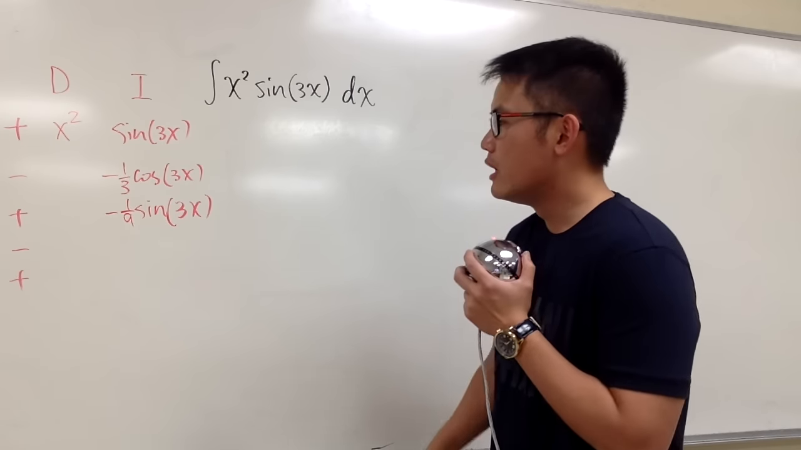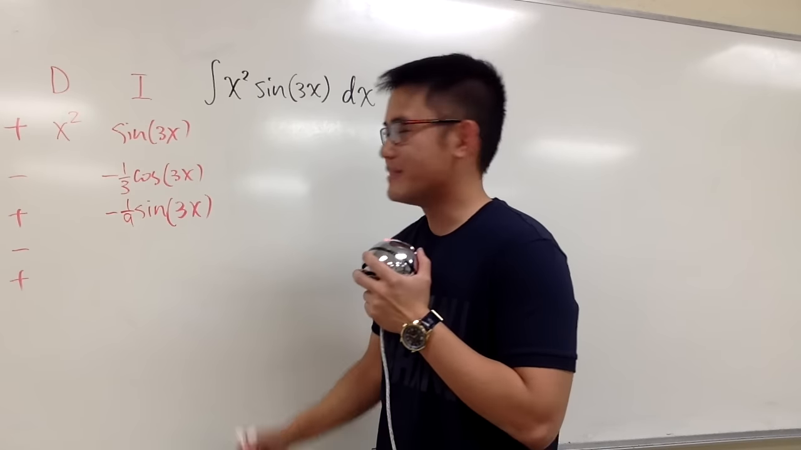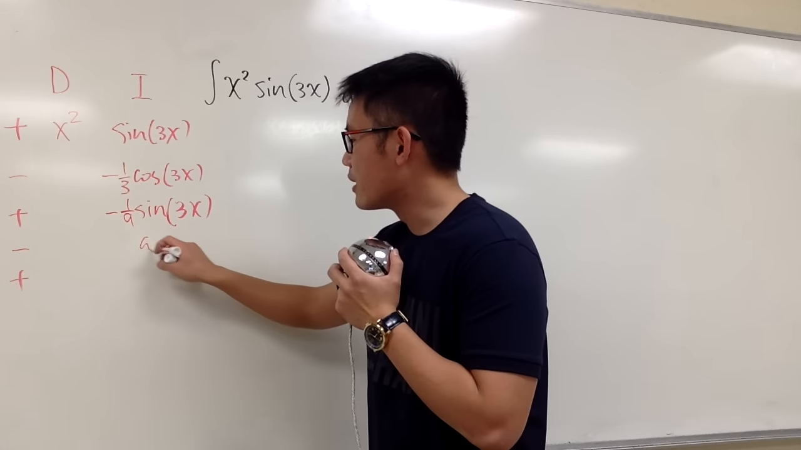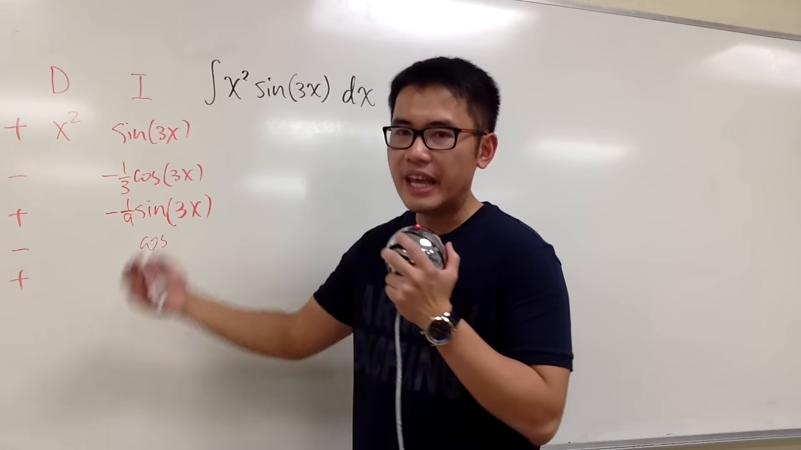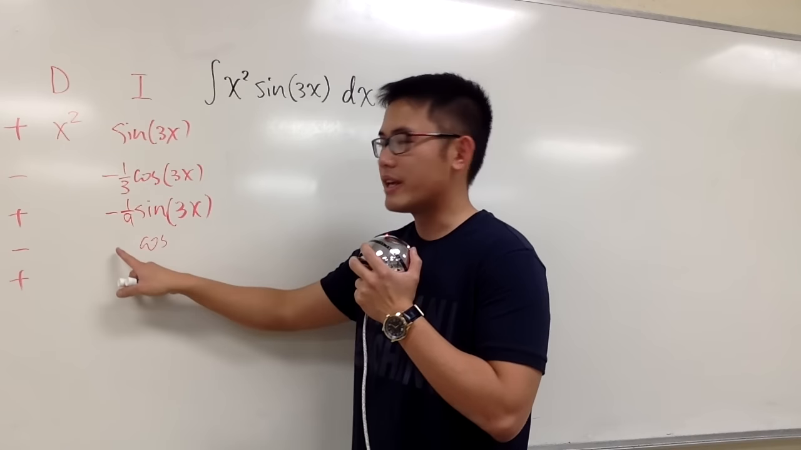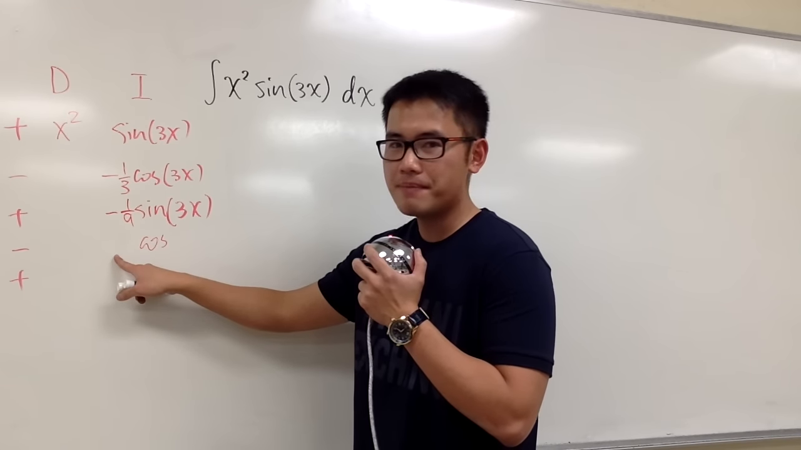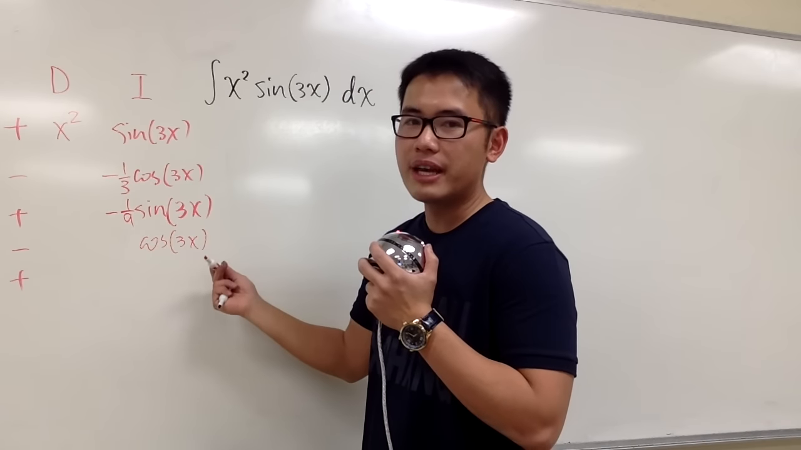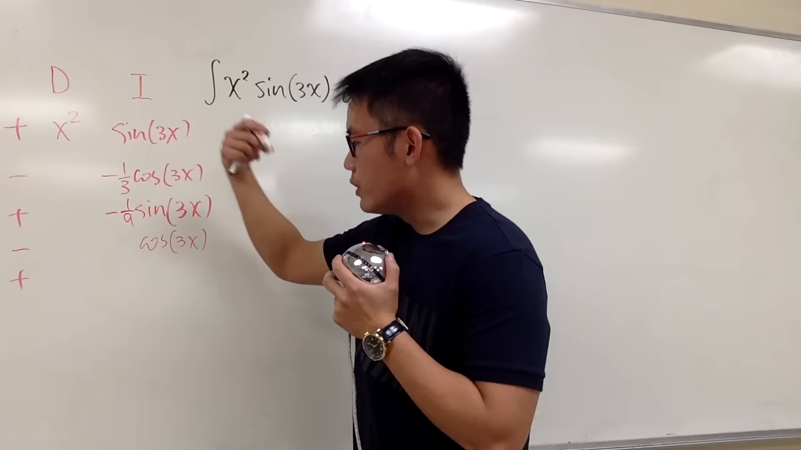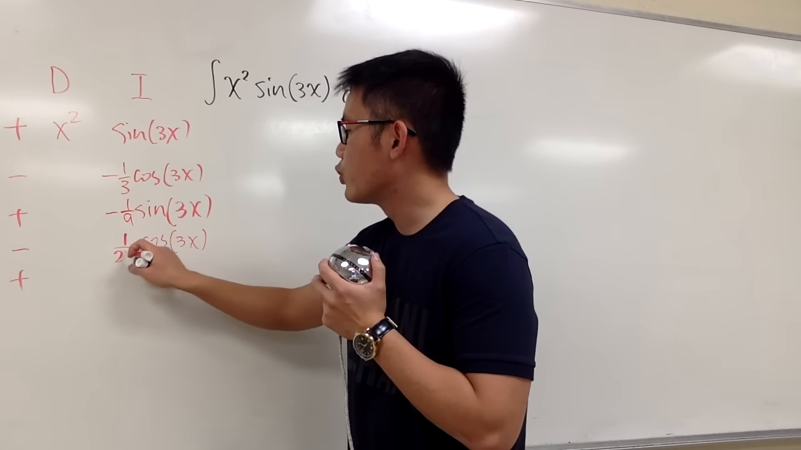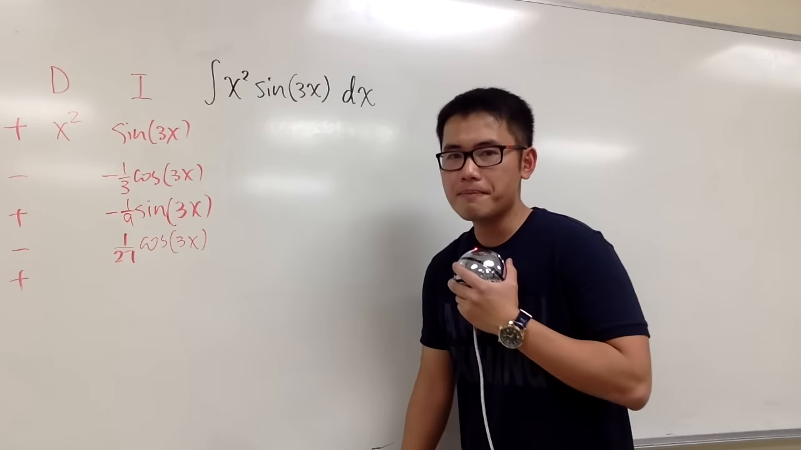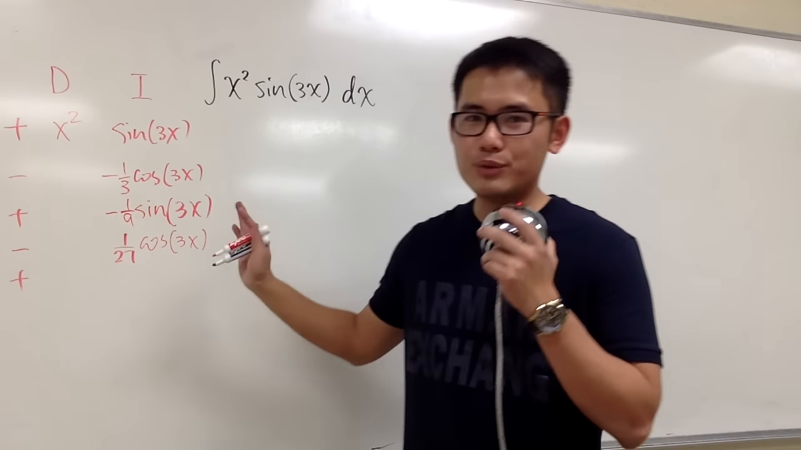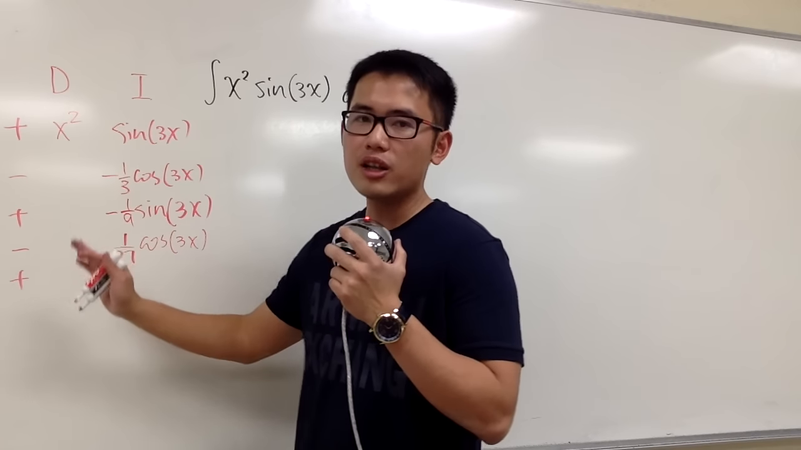Okay? So let's do this again just for practice. The antiderivative of sine is negative cosine. So let me put down cosine first. But then negative times this negative will get positive, okay? And the input once again stays the same, but then we have to divide by the 3 again. 1 over 9, and then divided by 3, we get 1 over 27, okay? And it seems that we can just keep on going forever. So let's pause right here and move to the D column.